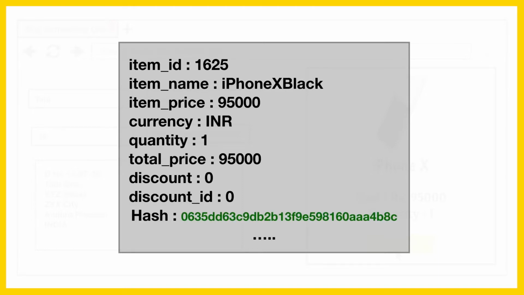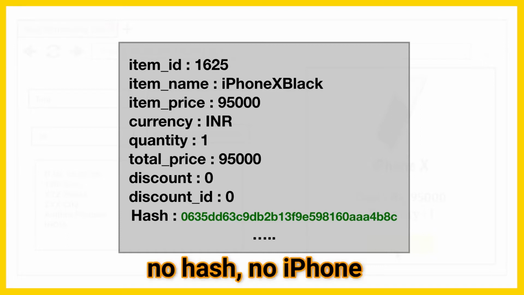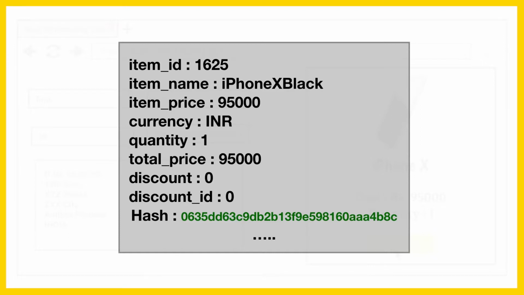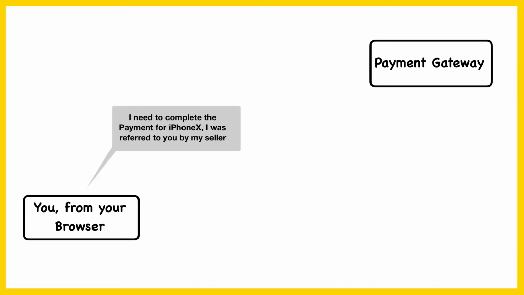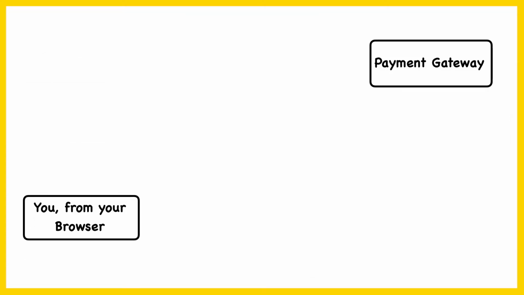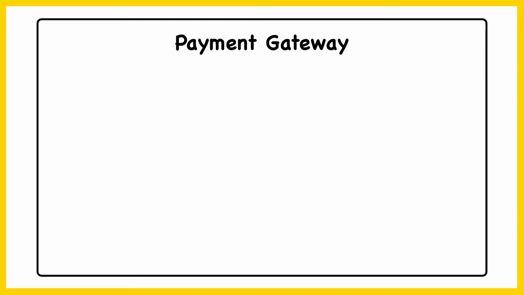If he doesn't pass this hash parameter to the payment gateway, the payment will not be accepted. Alright, so let's consider the user has tampered this price parameter and changed it to something very less, like let's say $10, and then sends the parameters including the hash to the payment gateway. Now it's time for the payment gateway to check if the parameters are tampered.